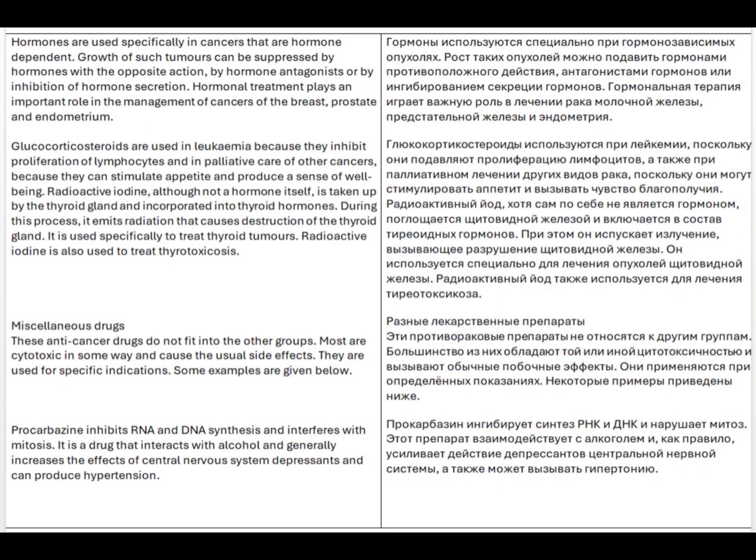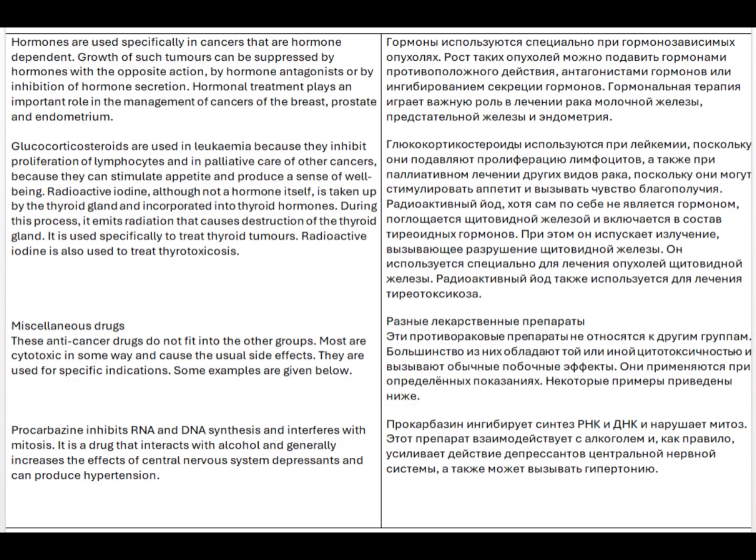Hormones are used specifically in cancers that are hormone-dependent. Growth of such tumors can be suppressed by hormones with the opposite action, by hormone antagonists, or by inhibition of hormone secretion. Hormonal treatment plays an important role in the management of cancers of the breast, prostate and endometrium. Glucocorticosteroids are used in leukemia because they inhibit proliferation of lymphocytes, and in palliative care of other cancers, because they can stimulate appetite and produce a sense of well-being.